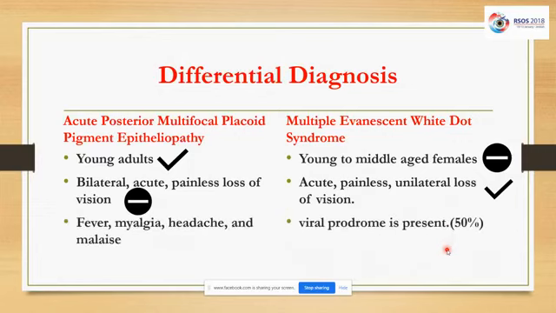The prodromal fever, myalgia, headache, and malaise can be one of the criteria of acute posterior multifocal placoid pigment epitheliopathy, which can be obtained here. And the viral prodrome is present in 50% of patients with multiple evanescent white dot syndrome, and this cannot be excluded in this patient.